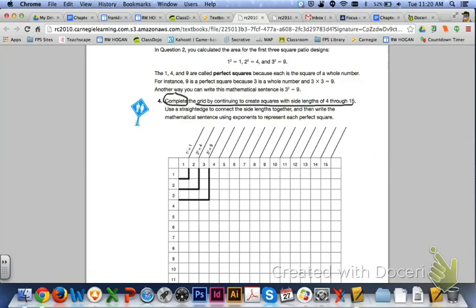If we take a look at number 4, it asks us to complete the grid by continuing to create squares with side lengths of 4 through 15. Now, you do not have to use a straight edge to connect the side lengths together like it has in the example for the numbers 1, 2, and 3. All I'm looking for you to do is write the math sentence using exponents to represent each perfect square. So go ahead and do that for numbers 4 through 15.